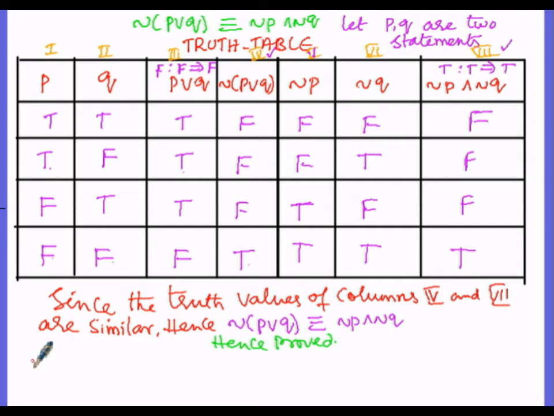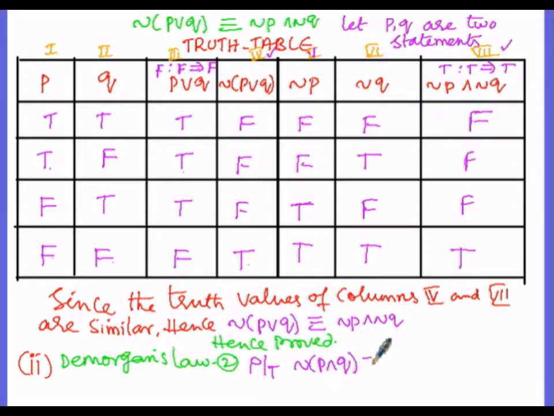So that is case number 2. So in our case number 2, we have to prove this DeMorgan's law 2. In our DeMorgan's law 2, we have to prove that negation of P and Q is identically equal to negation P or negation Q.